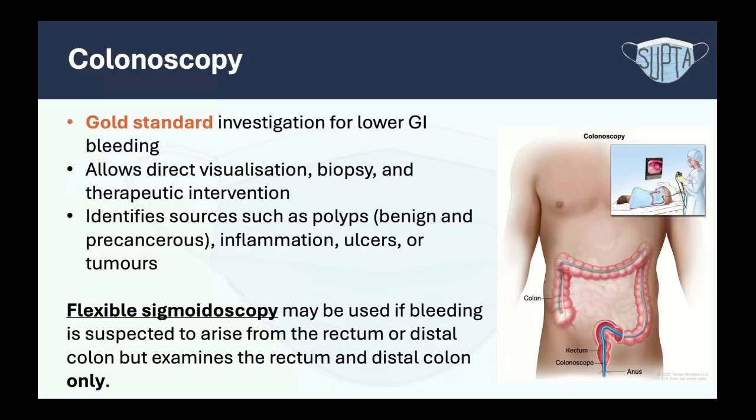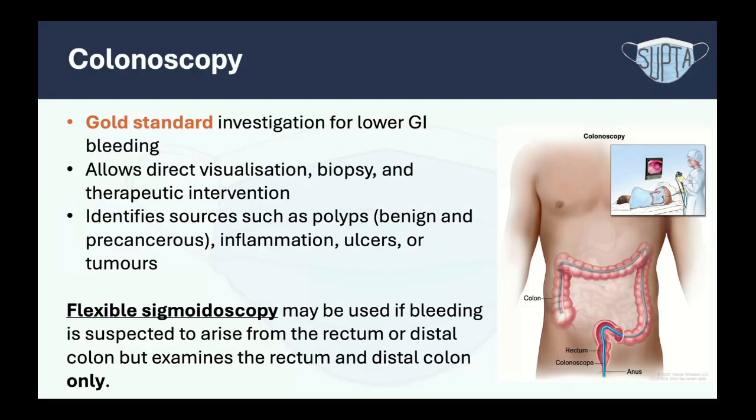So, as I said, a colonoscopy is the gold standard investigation for lower GI bleeding and other colorectal conditions, as it allows a direct visualization of the entire colon, and you can perform a biopsy and also treatment if you identify pathology like a polyp. So you can remove them during a colonoscopy and before they develop into cancer.